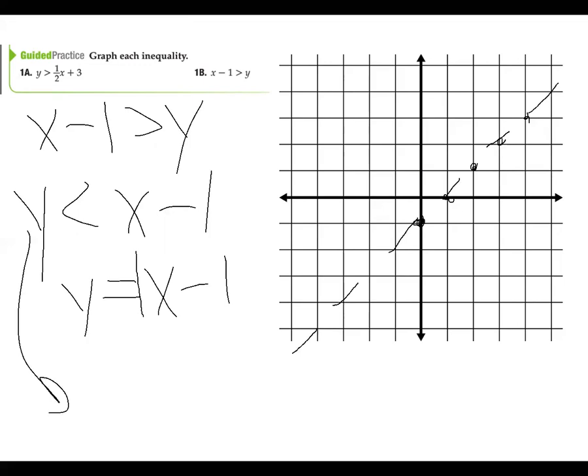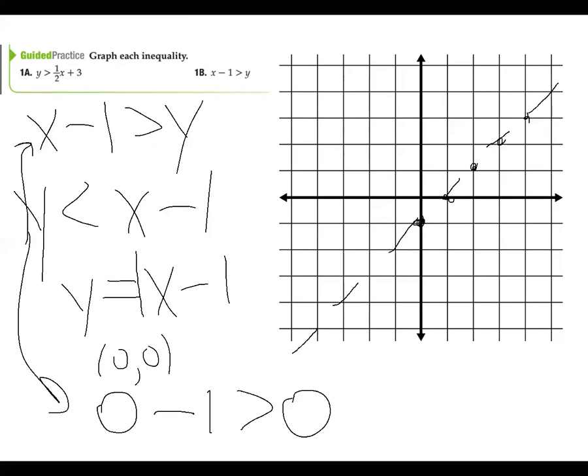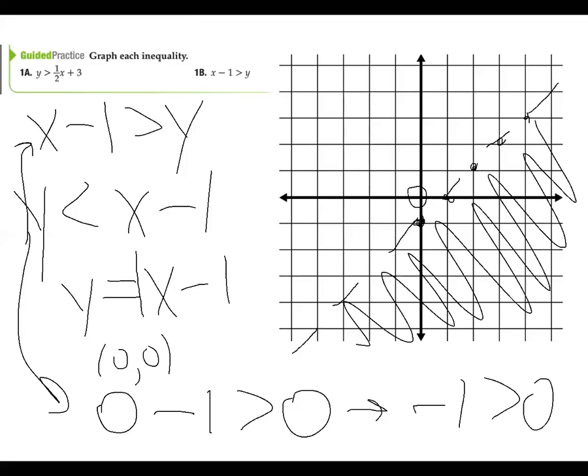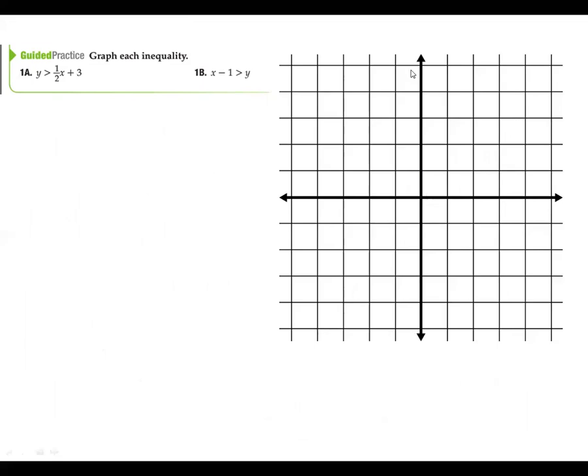Then I'm going to test the origin in the original inequality. So 0 minus 1 is greater than 0. Well, that would simplify to negative 1 is greater than 0, which is false. So since the origin is there, I shade the other side because the origin doesn't work. So shade that side. Okay? So I hope that was helpful to you there.